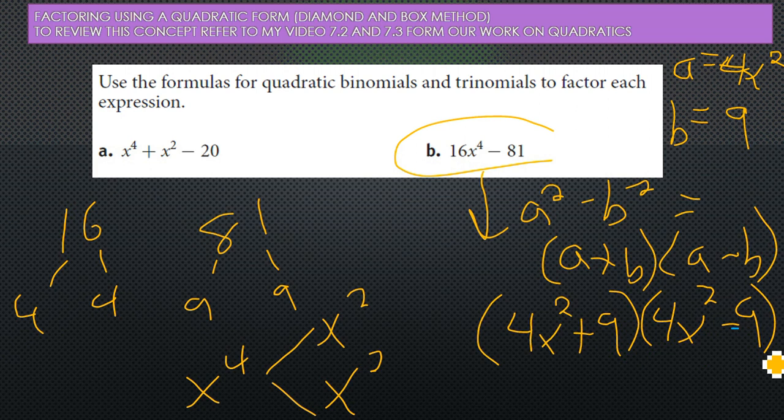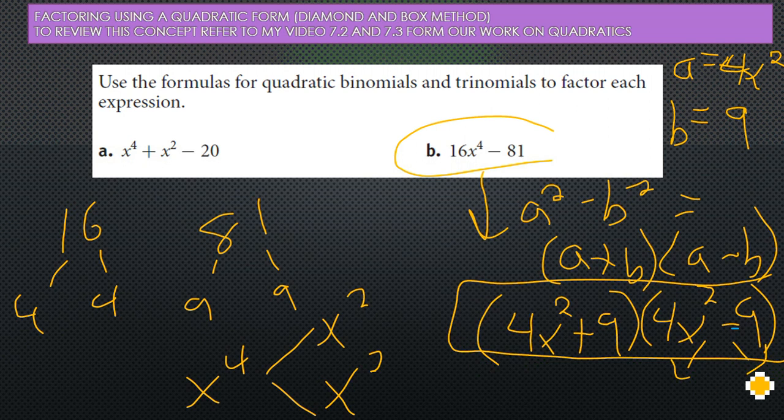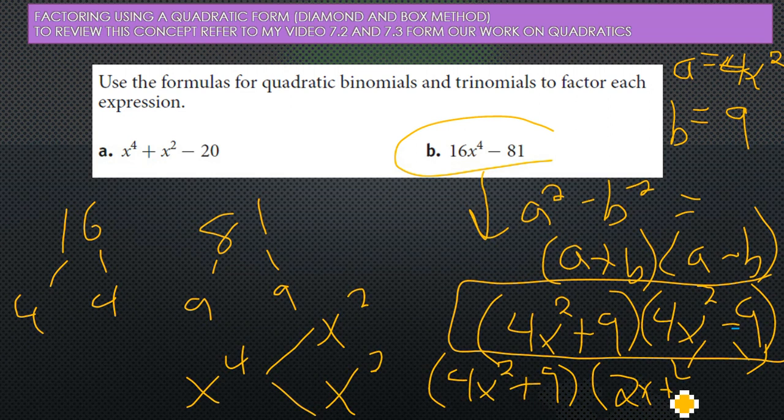Now, once again, it seems like we're done, but we're not. We've got one more piece to deal with here. This one splits up because it's another difference of perfect squares. So we're going to bring down our 4x squared plus 9, and we're going to split this one up as 2x plus 3 and 2x minus 3. Okay, so our final answer is down here at the bottom.